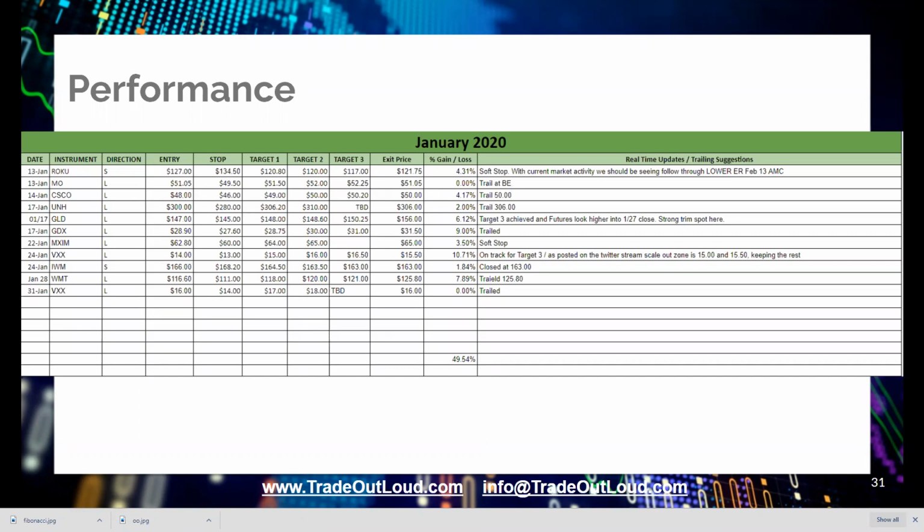So January was a slower month. I typically don't trade in the first week of January nor in the last week of December. So I have everything on autopilot.